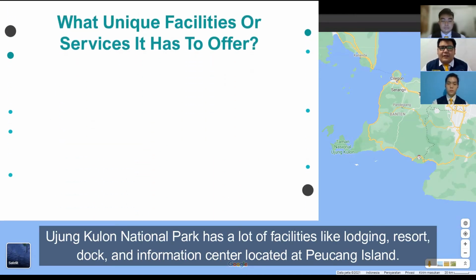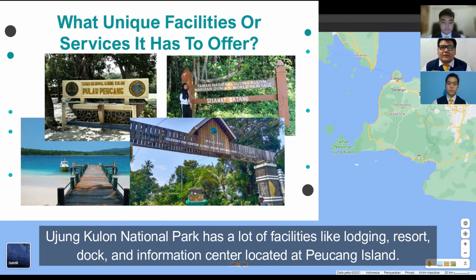Hello, Miss. My name is Dionisius Hugo, and I will explain about Ujung Kulon National Park facilities. Ujung Kulon National Park has a lot of facilities like lodging, resort, dock, and information center at Pyuchang Island.